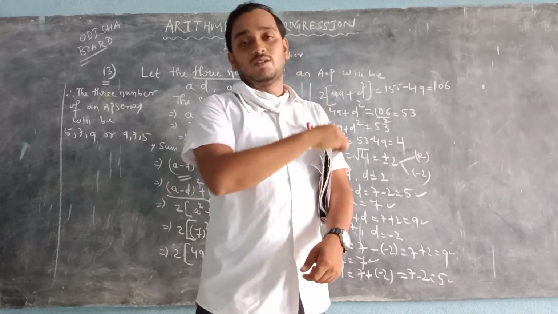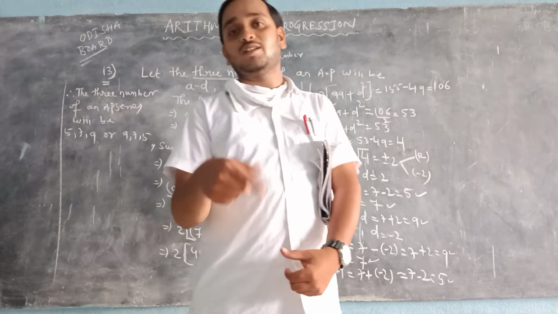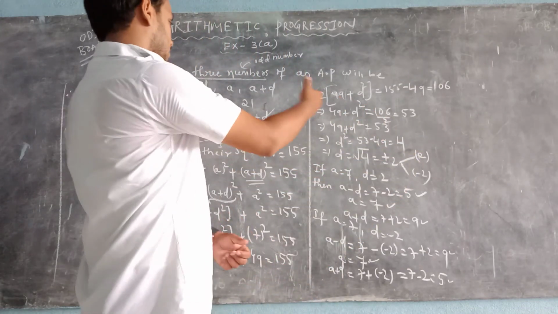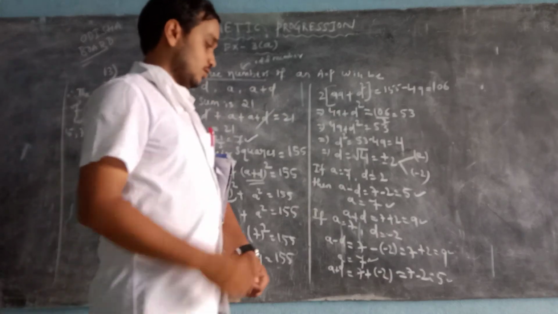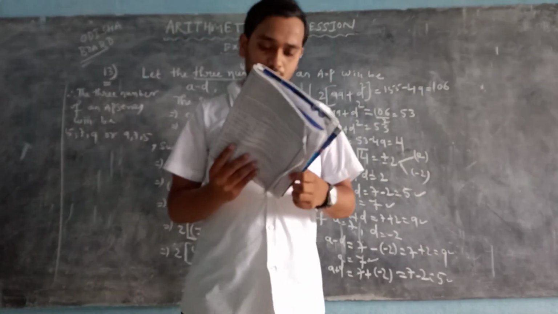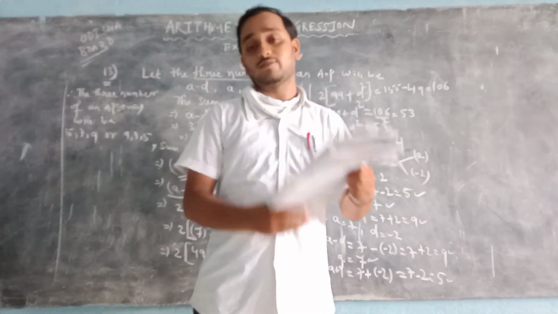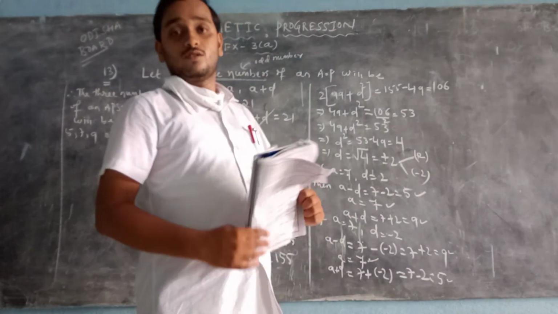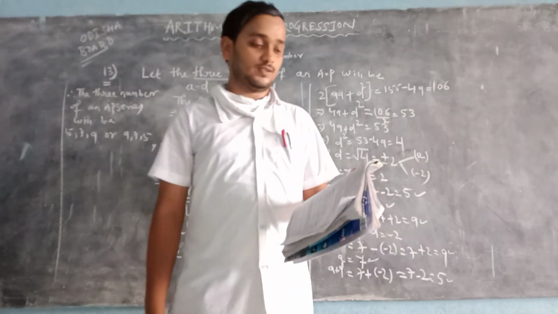In the previous sum, there are 6 numbers. We will find how many middle numbers? 2. One is a minus d, another a plus d. In this case, what? 3 numbers, a minus d, a, a plus d. So almost 11, 12, 13, nearly 1, 2, 3, 4 sums we have completed. So tomorrow onwards we will do some remaining sums.